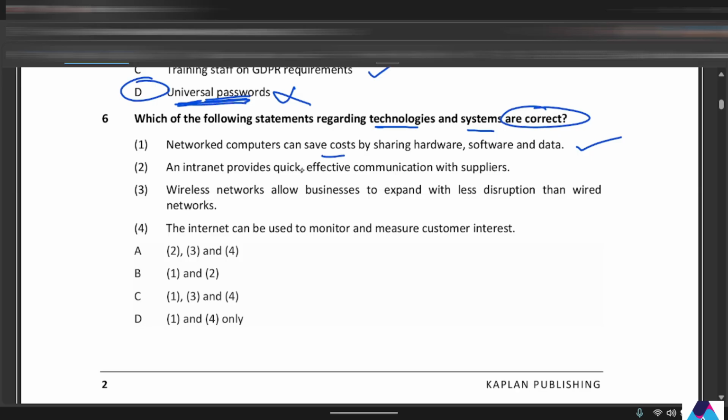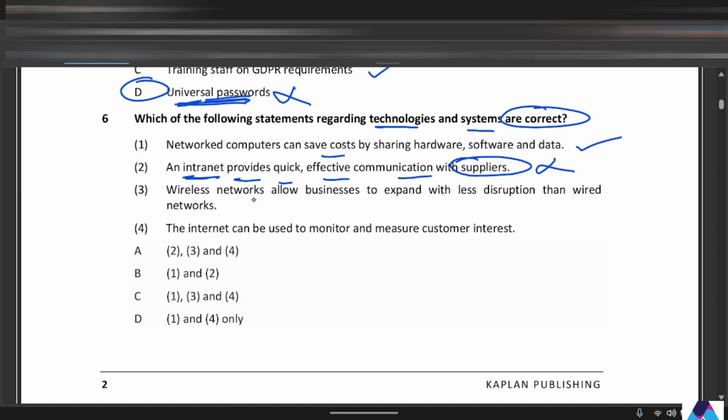Now the second one says that an intranet provides quick, effective communication with the suppliers. Remember, an intranet is an internal communication network, right? Do you see how the examiner plays with the words? It says suppliers. An intranet does provide quick, effective communication, but that is with the internal staff. A supplier is never internal; he's external. So you will not be using an intranet for that. Therefore, this is not an option.